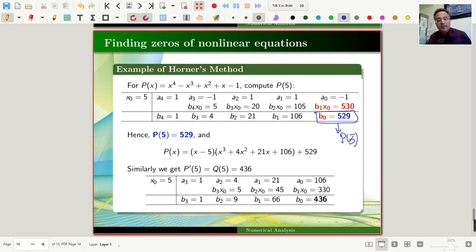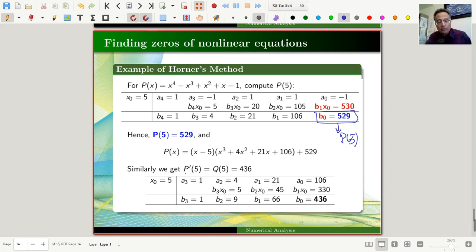Now, when you find b0, you can decompose p of x as x minus 5 times (x3 plus 4x2 plus 21x plus 106) plus 529. Now, if you want to find p prime of x, you have to construct a similar table and compute q of 5.